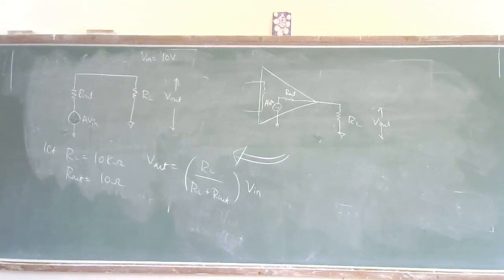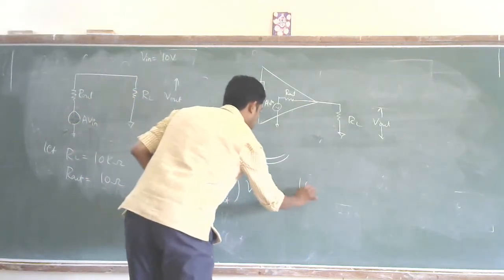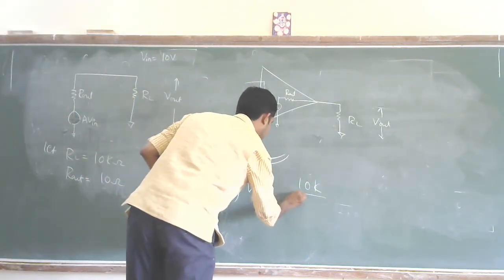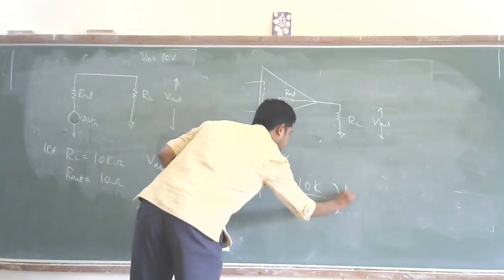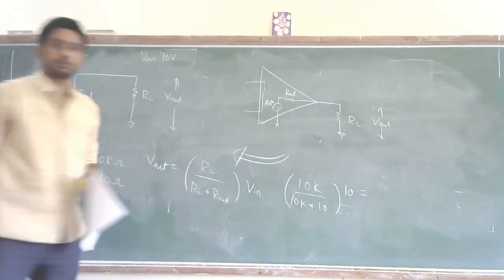So if I try to calculate that, what will be my resultant value? 10k divided by 10k plus 10, multiplied by 10. So if I substitute the values, 10k divided by 10k plus 10, multiplied by 10. What will be the value of this? Quickly.